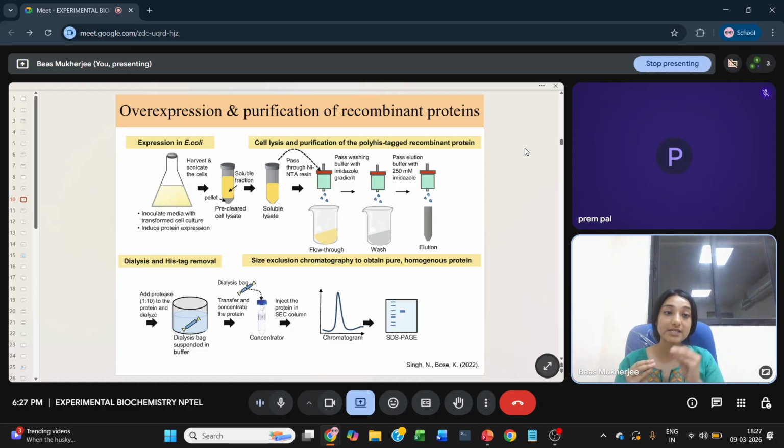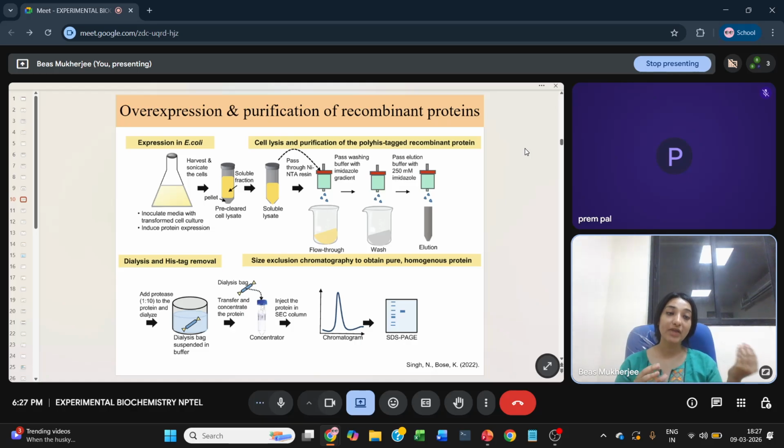Sodium azide is preventing fungal attack on the bacteria, and PI cocktail and PMSF are preventing any proteolytic enzymes from breaking down proteins. So these wouldn't be needed right now, but during the sonication step, when the proteins come out into the media, these would be required.